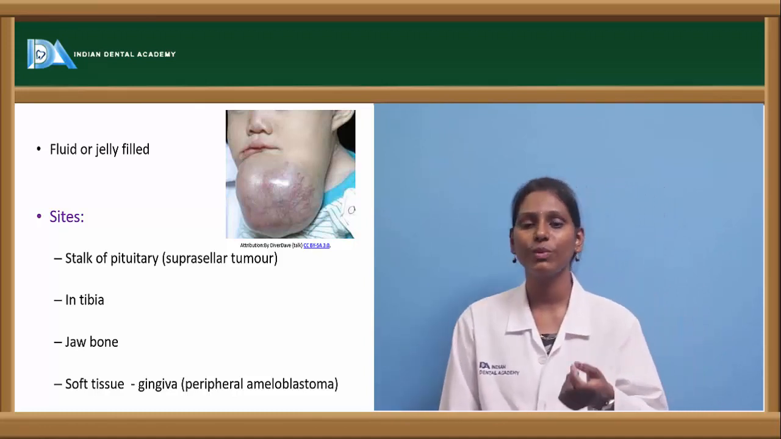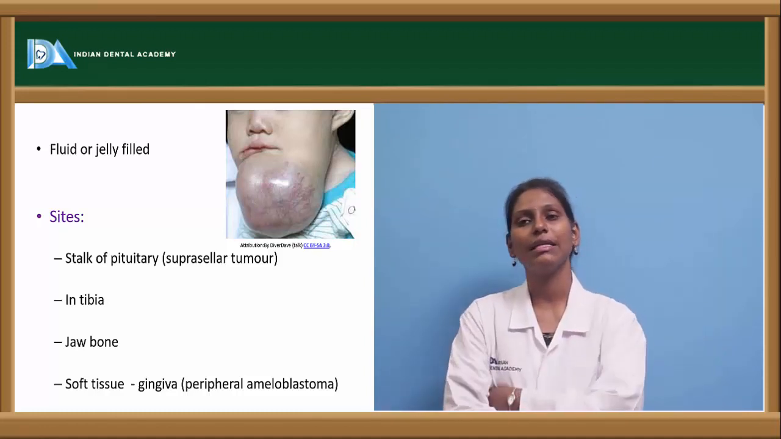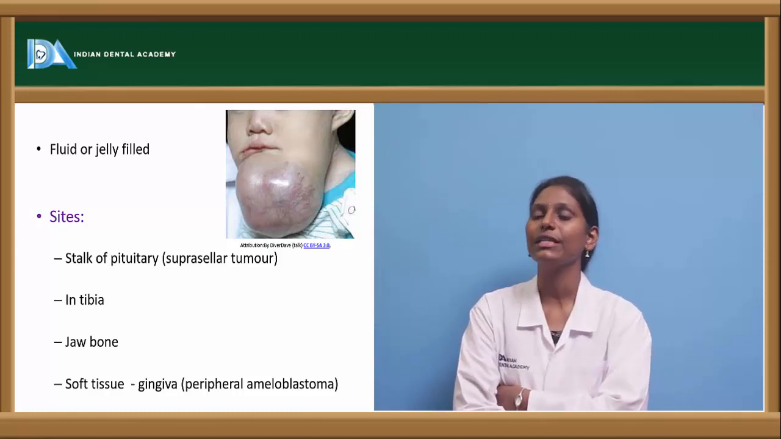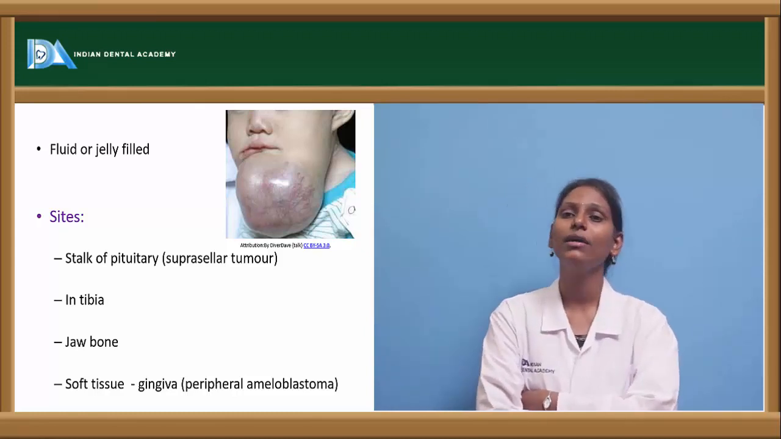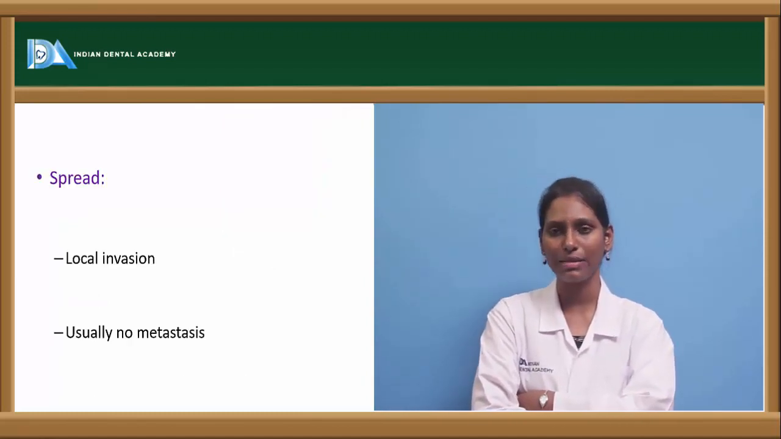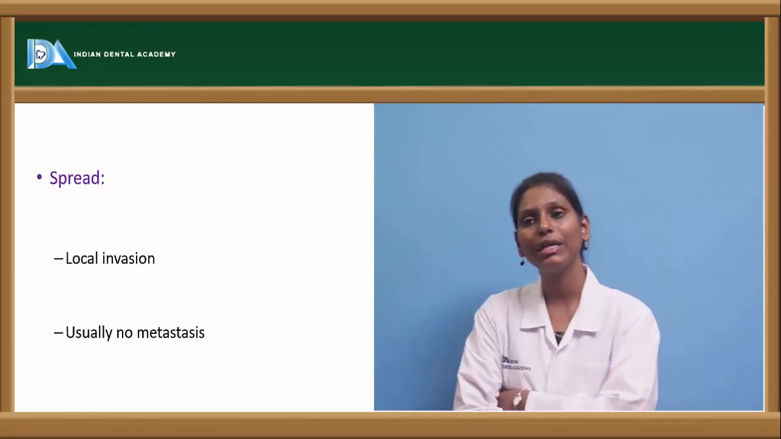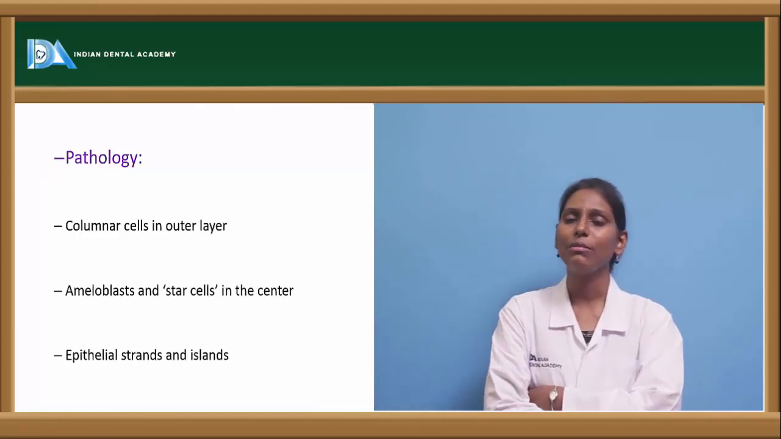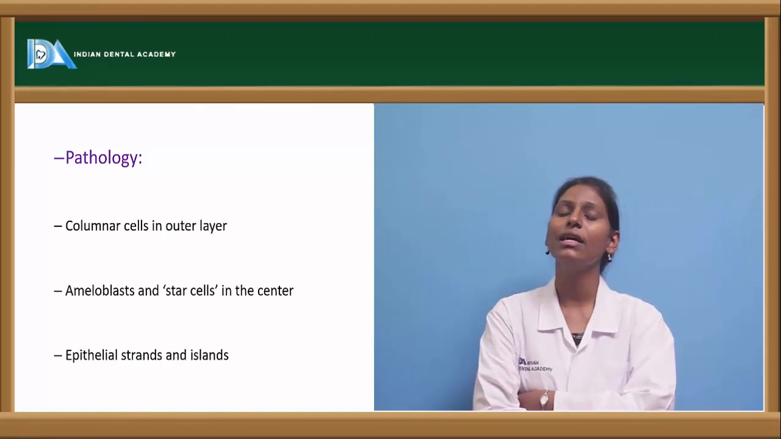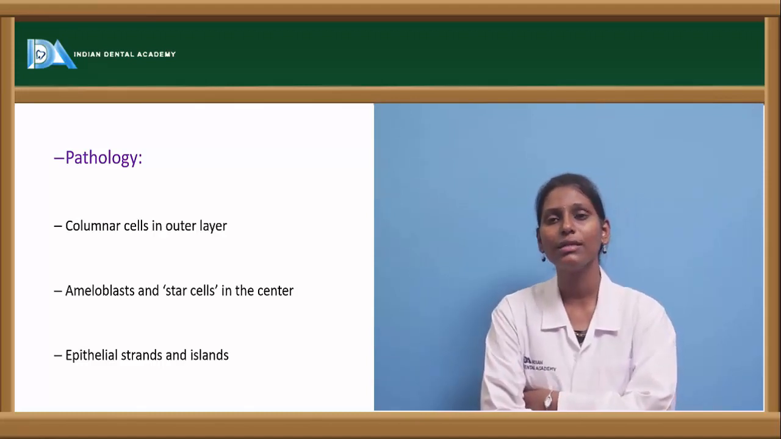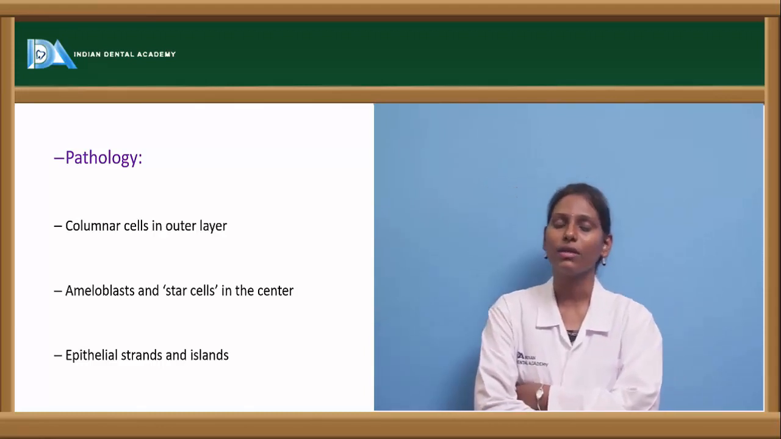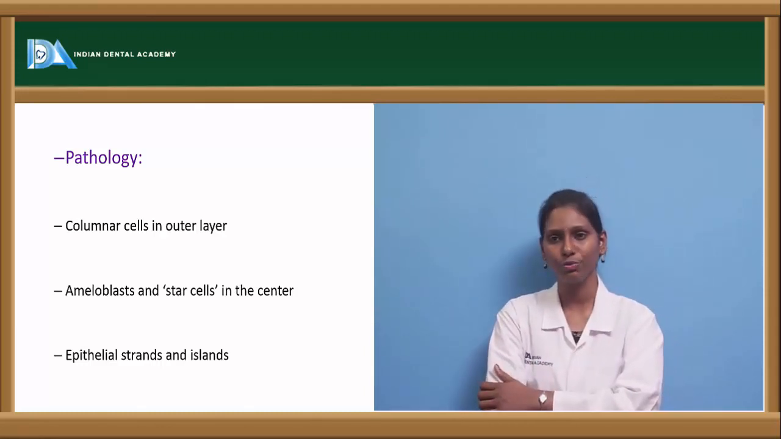The site most commonly involved is the mandible, that is the jawbone. We can also see them in the stalk of the pituitary, that is a suprasellar tumor, in the tibia, and in soft tissue, especially the gingiva, also called peripheral ameloblastoma. It usually spreads by local invasion. We do not usually see any metastasis in ameloblastoma. However, we have a variant called malignant ameloblastoma. This might show metastasis because it functions as a malignant tumor.